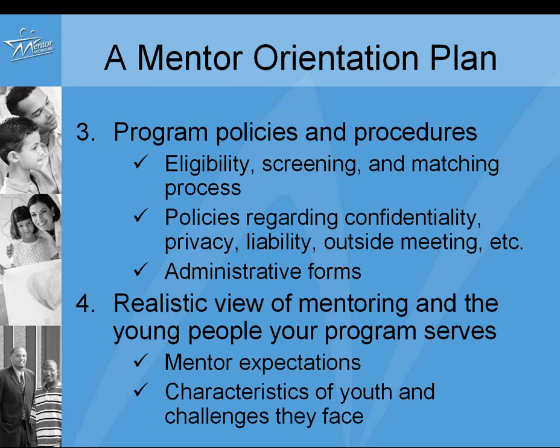And then also at this time, you should complete any forms you need to have the mentor fill out. So things like their application, their background check permission form, references, and then hopefully you'll be ready to register them for an upcoming mentor training session so they can roll right from the orientation to the training.